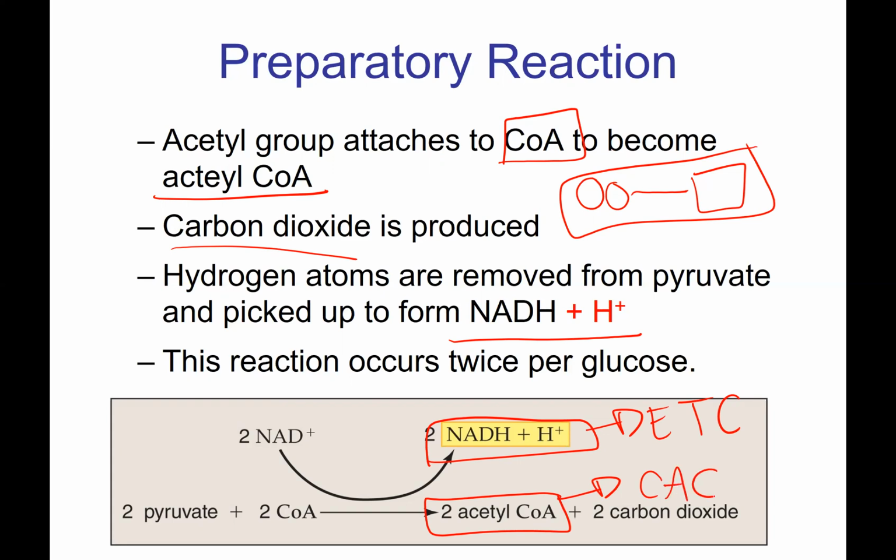And this reaction does occur twice per glucose because glucose is split in half. So you have 2 pyruvate, and that's why it's going to occur twice. So for this little box, this is for 1 glucose molecule that this whole process does occur.